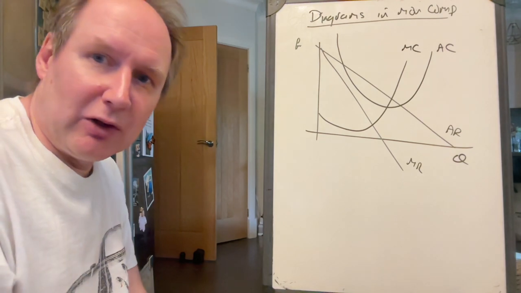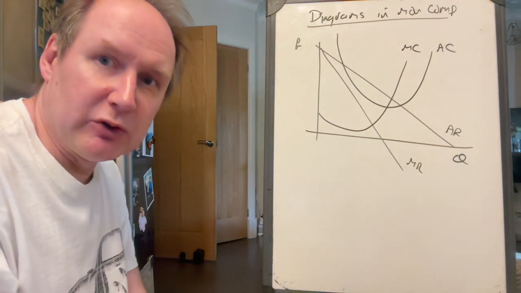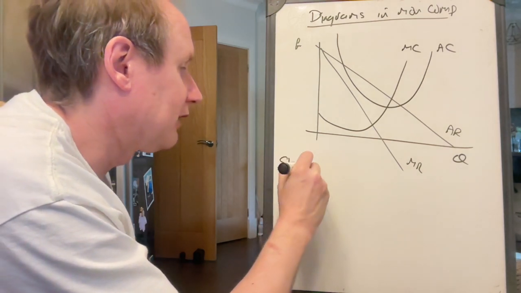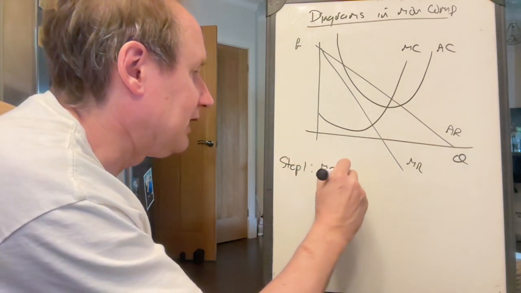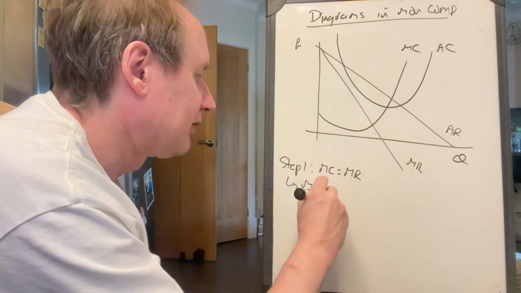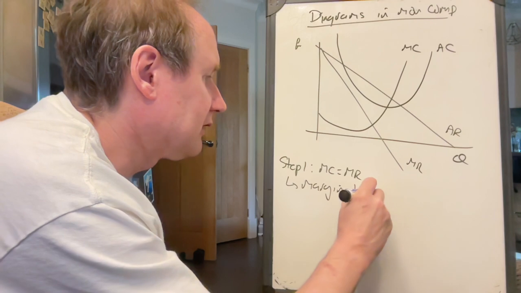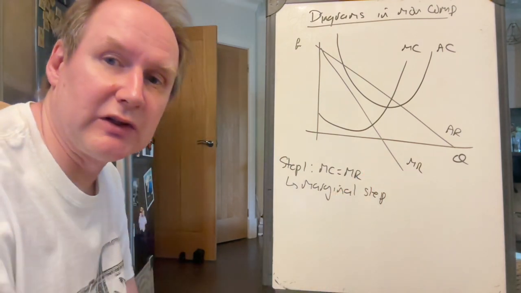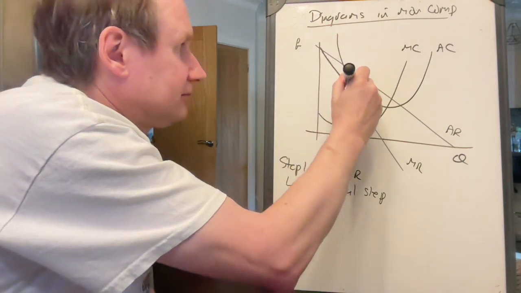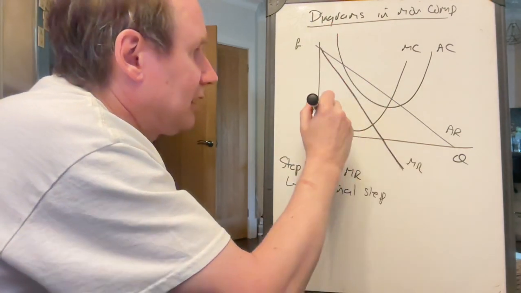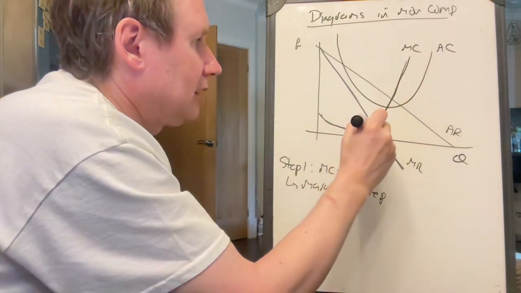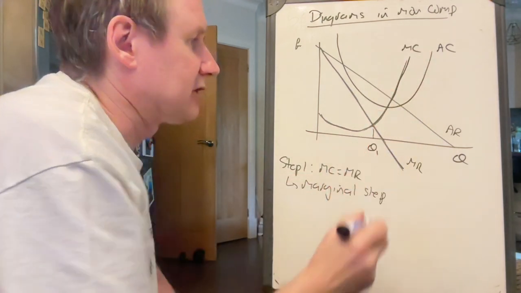So that looks like a lot of lines, but all we're going to do is adopt our two-step process. So step one, we're simply going to find the output at which MC equals MR. You could call this, if you like, the marginal step, because this is the only point at which we're really very interested in the diagram in marginals. So we find MR is there, MC is here. That's the output at which MC equals MR.